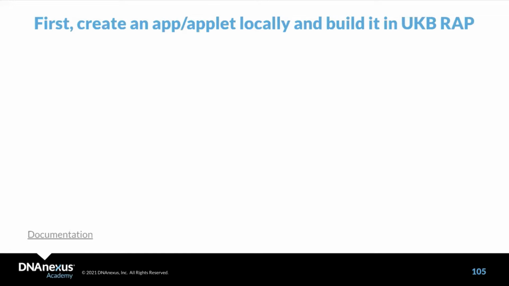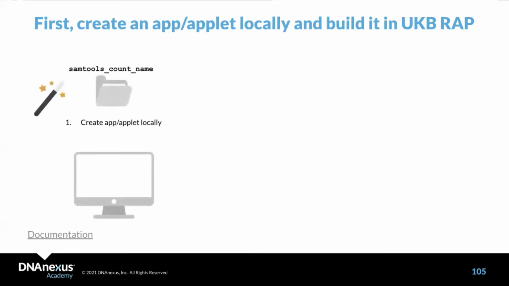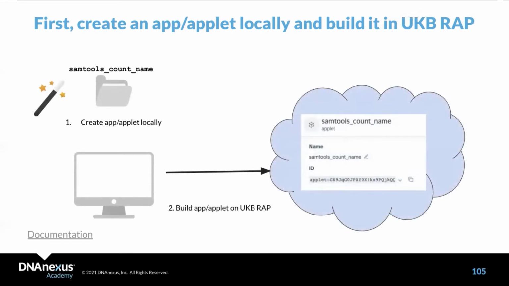So let us go into the steps of creating an app conceptually, and then we'll go into much more detail using some code examples. You start with creating your app or applet locally. Our toy applet that we will be creating today is called SumToolsCountName. And then you build an app or applet on UKB RAP. And by building, you're actually moving it to your project. And maybe you remember that applets live in specific projects. So you're building it, and your applet now is living inside the UKB RAP in the cloud.